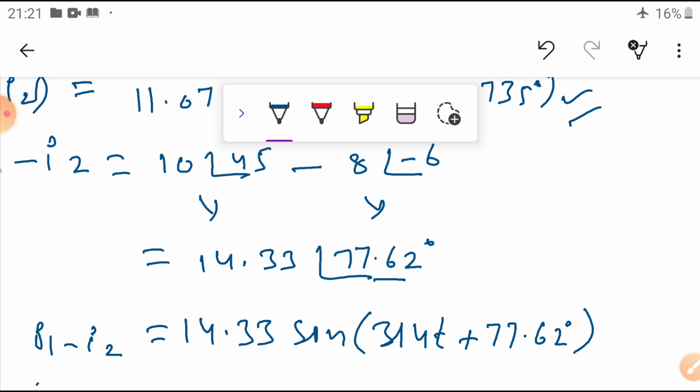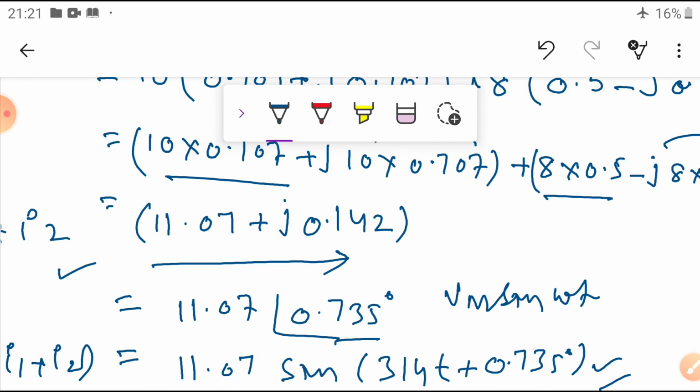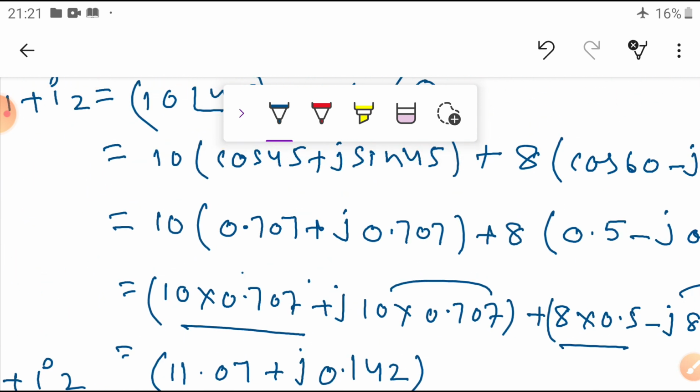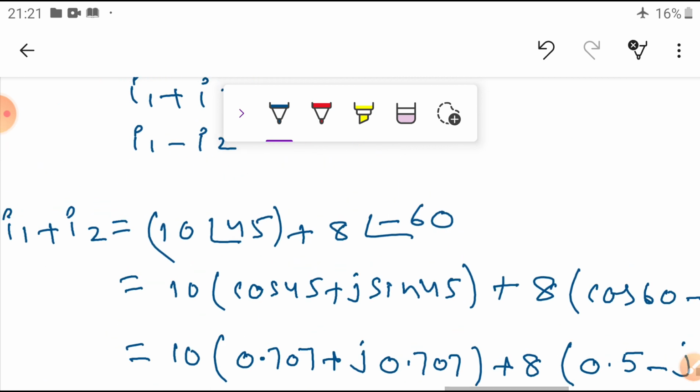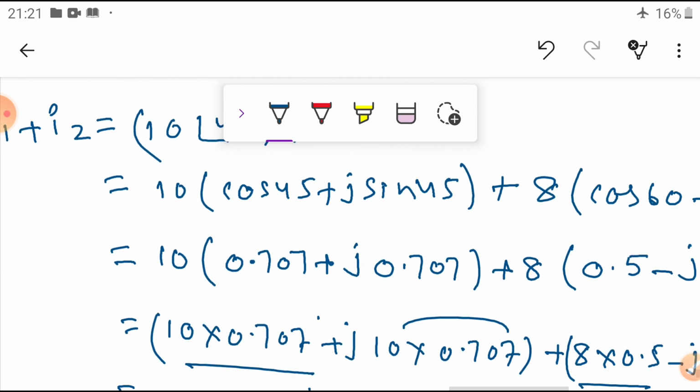Okay, so this is one problem, dear students. In a similar way, we will do the remaining problems in our syllabus. Very easy. If you practice more problems, you can enjoy it.